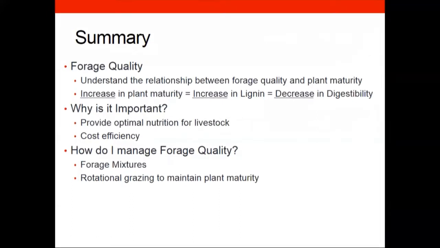So in summary, for forage quality, you need to understand the relationship between the quality and the plant maturity. And don't forget that as your plant increases in maturity, the lignin is going to increase and your digestibility is going to decrease. Why is this important? It's important for cost efficiency and also to provide optimal nutrition for your livestock so you can get the highest amount of profit in your forage system. Also, how can you manage your forage quality? You can utilize forage mixtures. You can use clovers and things like that in with your grasses, and also rotationally graze so you can help maintain the plant maturity of the plants that you have in your pasture.